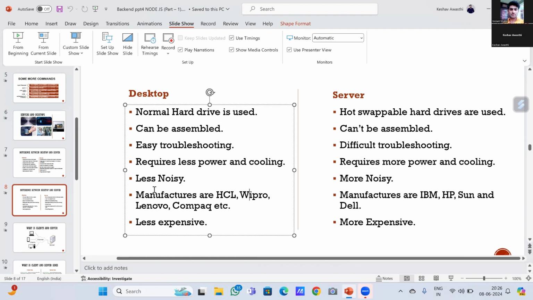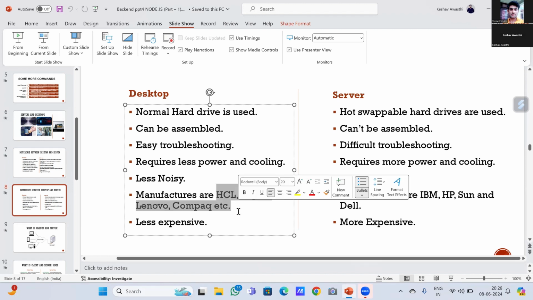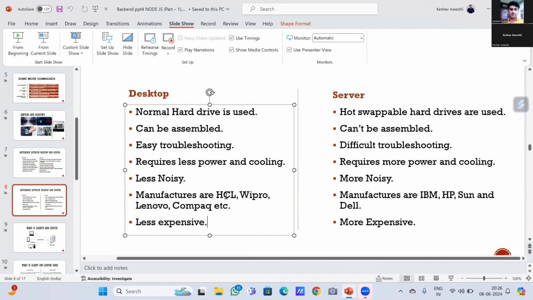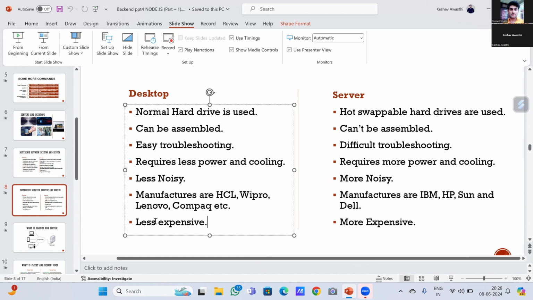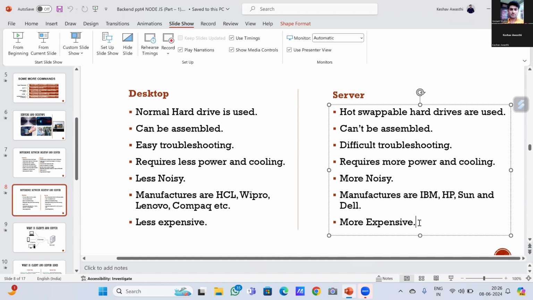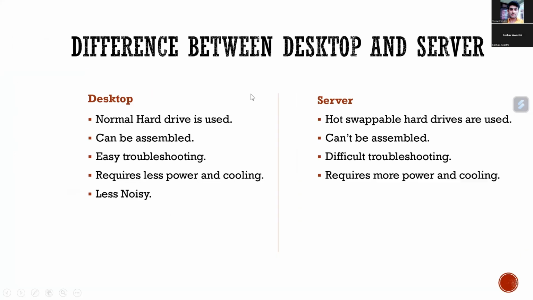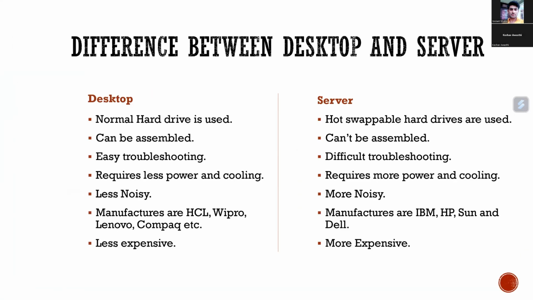Next, the companies which are manufacturers of desktops are HCL, Wipro, Lenovo and Compaq. And for servers, the companies which are famous for the development of servers are IBM, HP, Sun and Dell. These are examples of the companies. And the last point is that desktops are less expensive and servers are more expensive. This is the common point which anyone can see. So I have covered the basic differences between server and desktop.